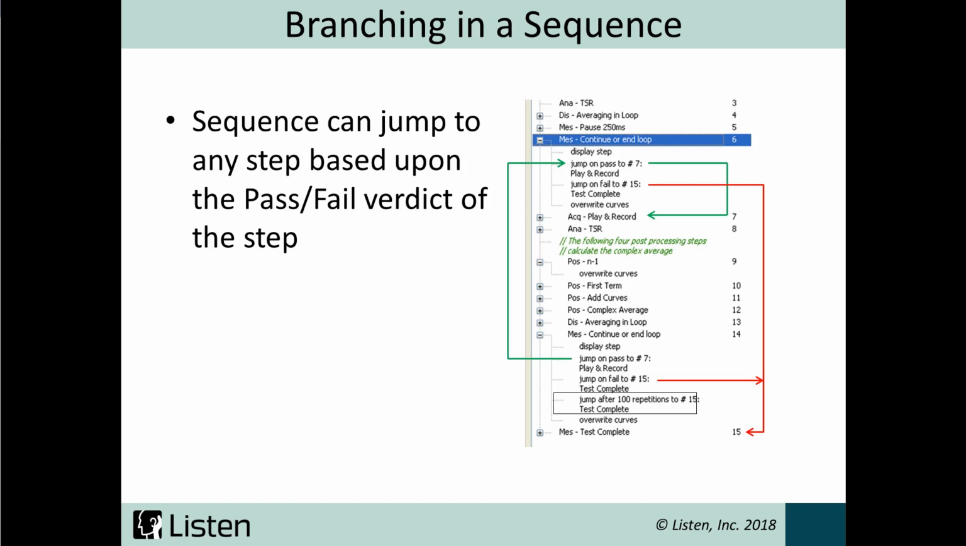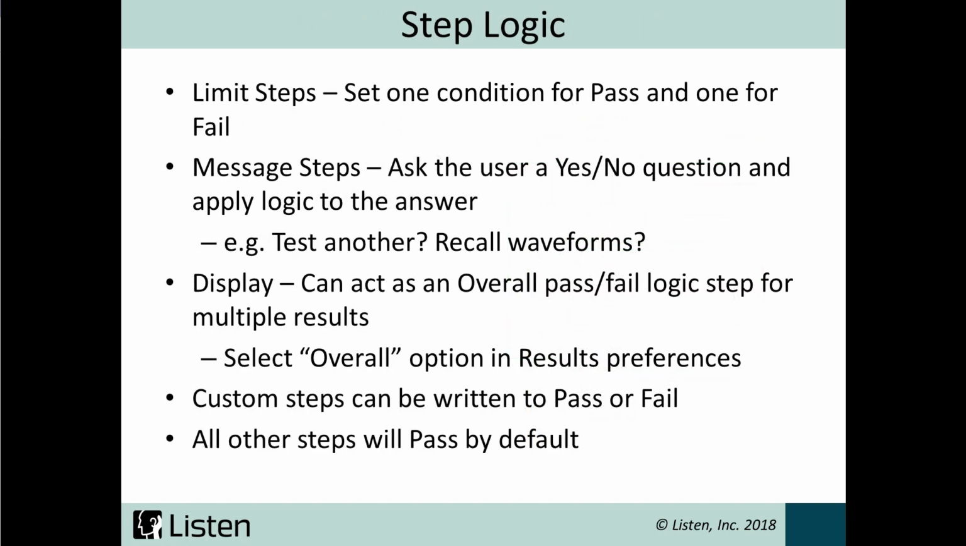I've mentioned steps passing or failing, so let's take a look at some specific examples of that in SoundCheck. One type of step that will output a pass or fail is a limit step. Message steps will also output a pass or fail. We can use a dialog message step, which will ask a user a yes or no question. Message steps are also used for reading digital I/O inputs. We can read specific bits, and if those bits match, the step will pass, and if they don't, the step will fail. Display steps can also act as an overall pass-fail logic for multiple results.